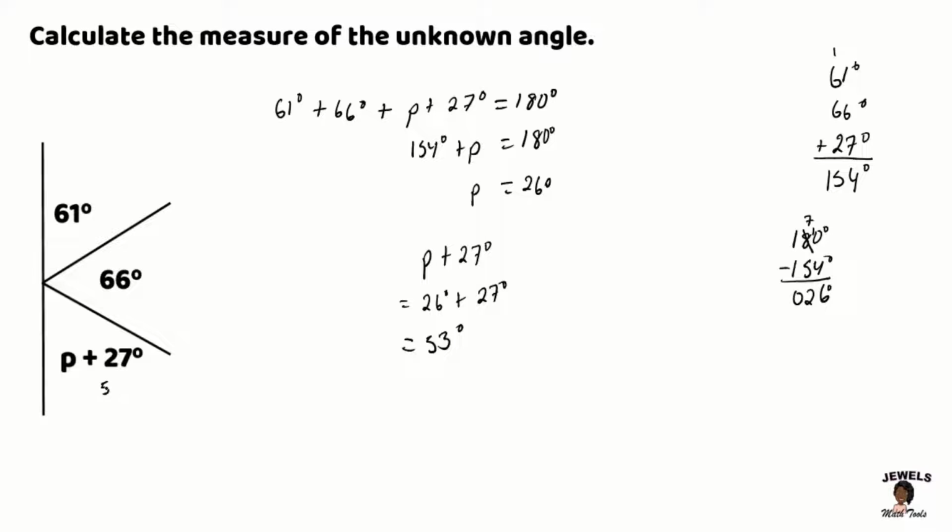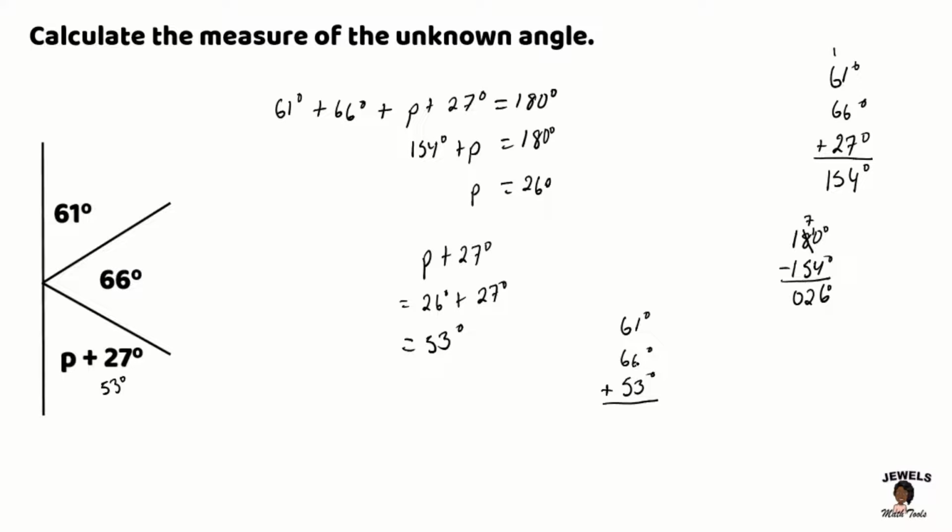So now that we know that this angle is 53 degrees, what I'm going to do is sum up all of the angles that were given to me, and instead of writing P plus 27 degrees, I'm going to use 53 degrees to see if my angles all add up to 180 degrees. So 61 degrees, 66 degrees, and 53 degrees should all add to 180 degrees.